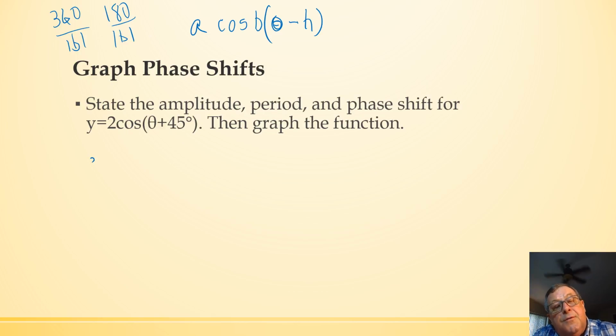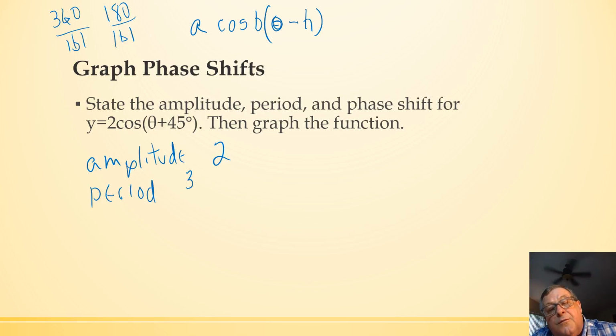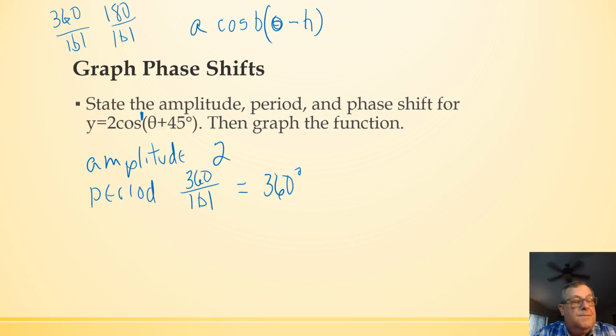So the amplitude, well, in this case, it's going to be 2. And the period, which is a cosine function, so we would start with 360 over the absolute value of B, but B in this case is 1. So this period then would be 360 degrees.